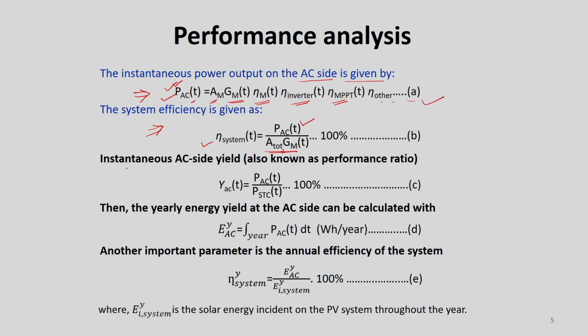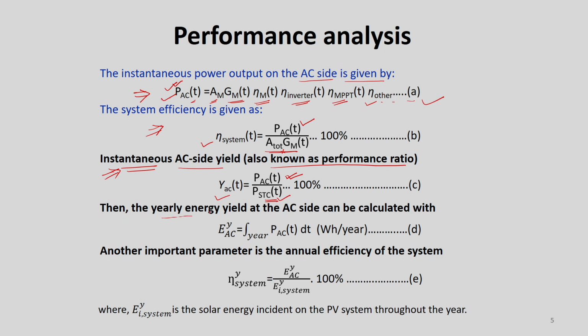Now, instantaneous AC side yield is known as performance ratio; this is instantaneous, we should keep in mind. So, this will be something like PAC to the STC, meaning standard test condition, the amount of power delivered by the PV array. And this is the AC output. It takes care of all the losses.